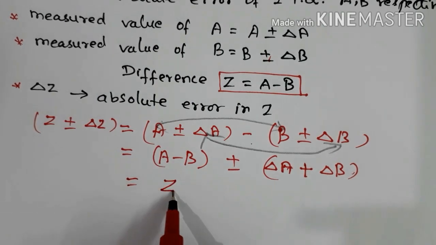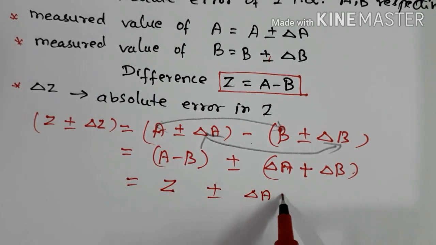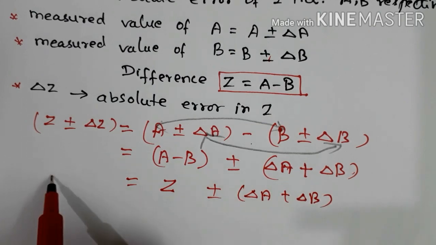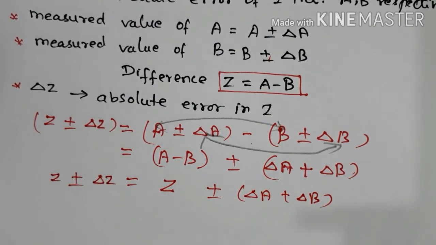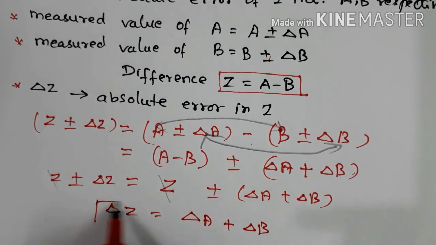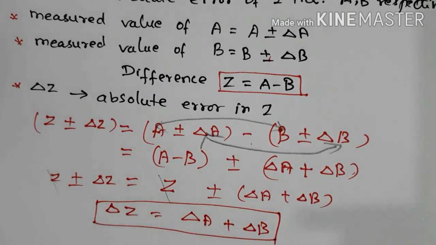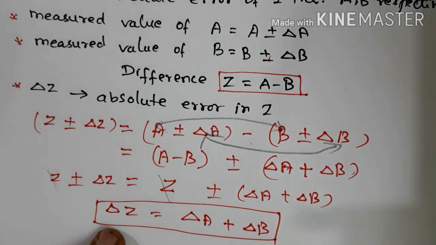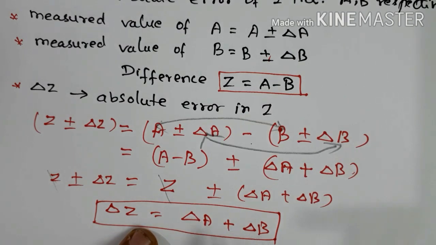And A minus B is nothing but Z ± (ΔA + ΔB). Okay. You can see that these two will get cancelled, right? So delta Z is equal to delta A plus delta B. Children, like the last answer, here also you are getting the maximum error in the difference of two quantities is also equal to the sum of the absolute errors of the two individual quantities, right? Now we will work out a problem based on this.